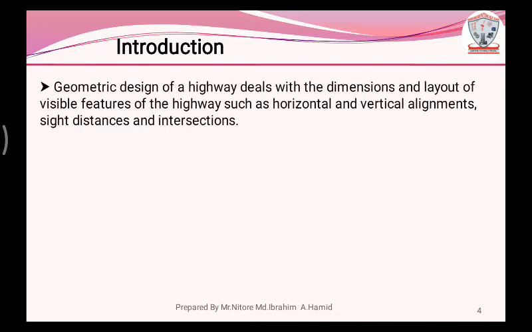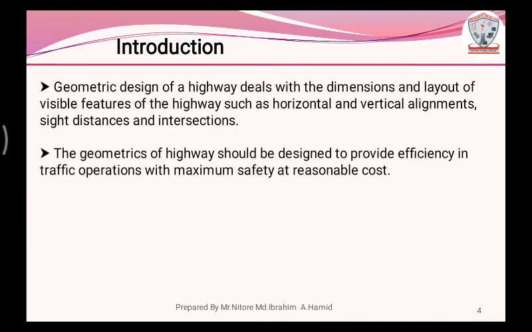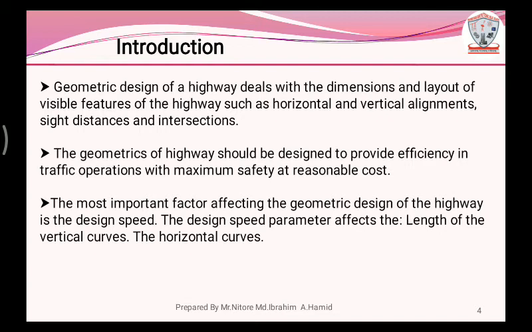The geometric design of highway deals with the dimension and layout of visible features of the highway, such as horizontal and vertical alignment, sight distance and intersections. The geometrics of highway should be designed to provide efficiency in traffic operation with the maximum safety and reasonable cost. During the design, we consider the cost efficiency and the safety point of view. We design the highway accordingly. The most important factor affecting the geometric design of the highway is the design speed. The design speed affects the length of the vertical curves and the horizontal curves.